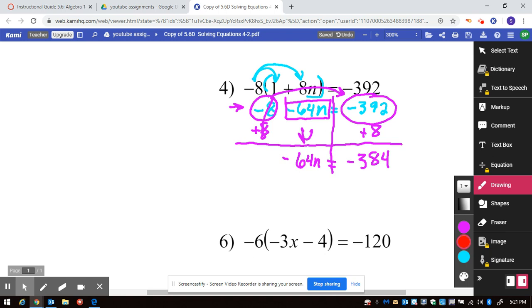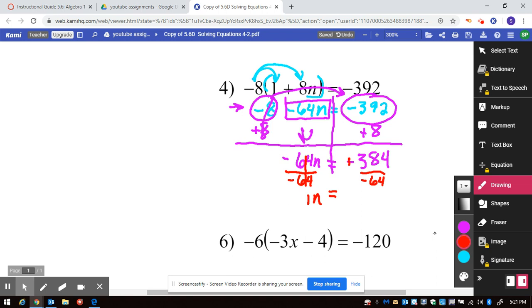And now the last step is you still need n. You need the value of one single n. So divide by -64, divide by -64, because -64 divided by -64, that's 1n. You don't have to write the 1. I like to, just because I know when I'm done when I have +1.